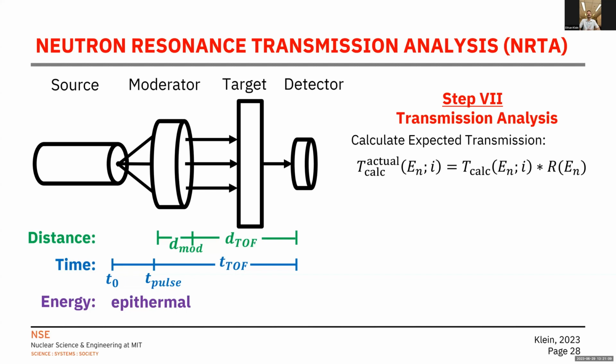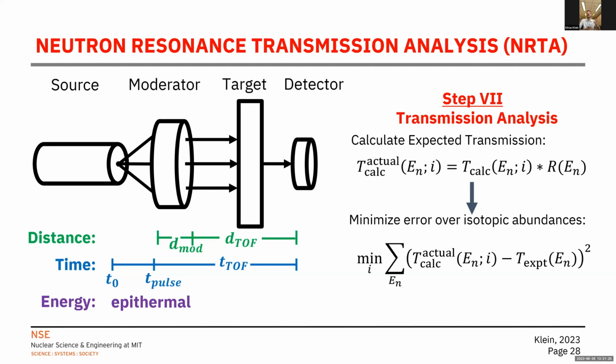So we can calculate a neutron transmission. We can convolve that with our system resolution function just to account for the fact it's not a perfect setup. That gives us a calculated actual transmission as a function of neutron energy for a predicted isotopic composition. We can then minimize the squared error by varying what we believe the isotopic composition of that target to be, and that gives us a predicted isotopic composition of specific isotopes and their abundances. And so that's how the technique NRTA works.